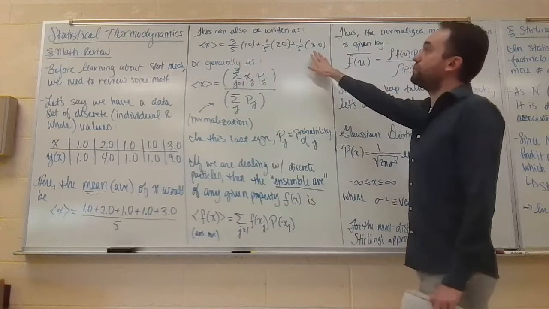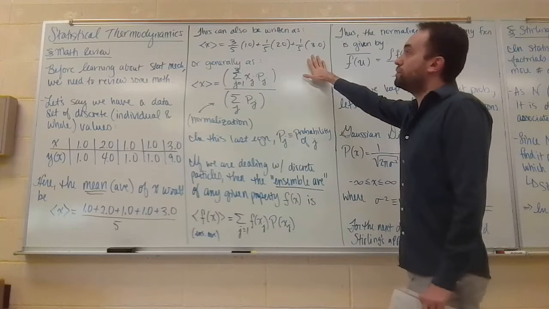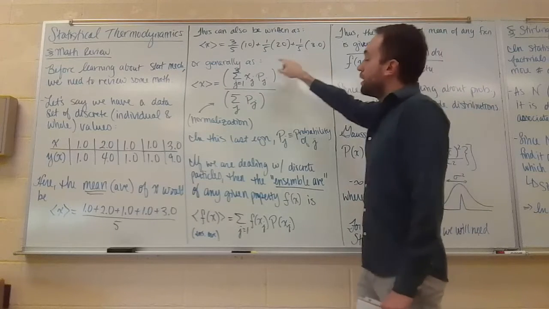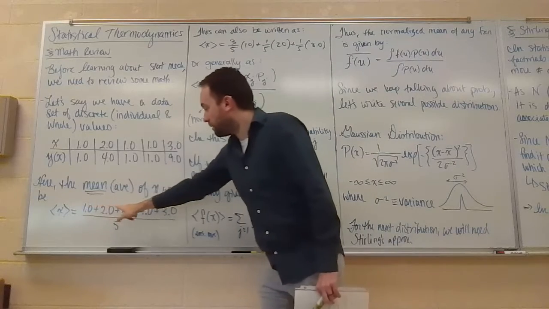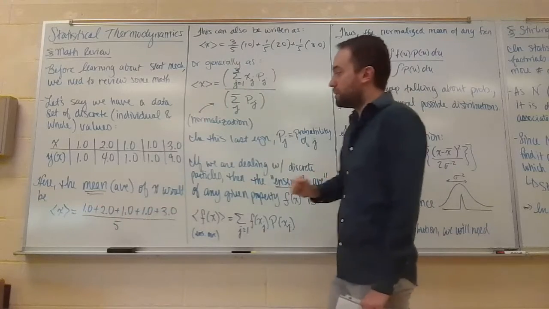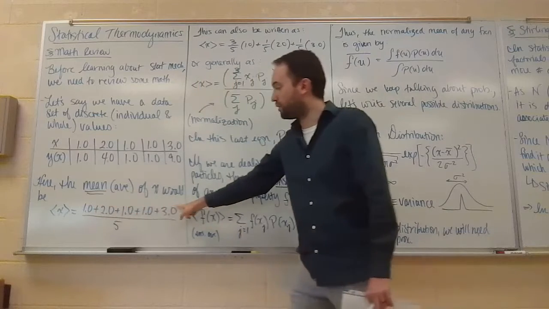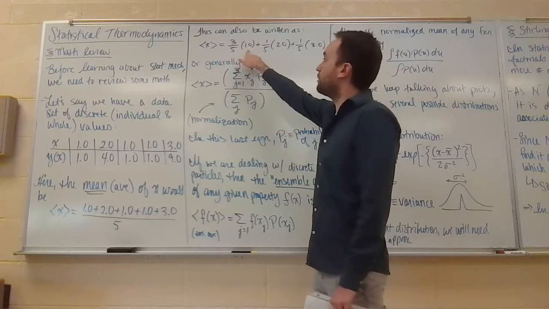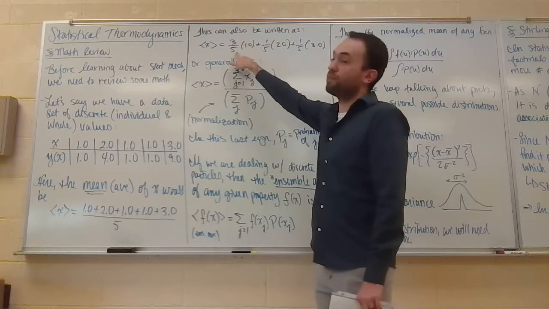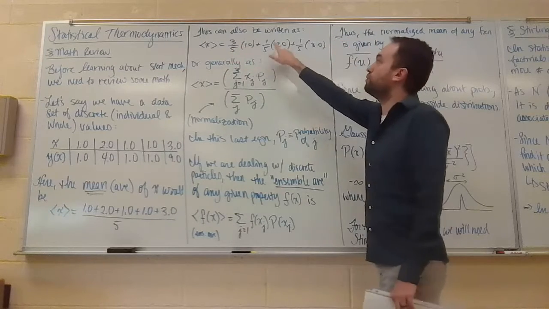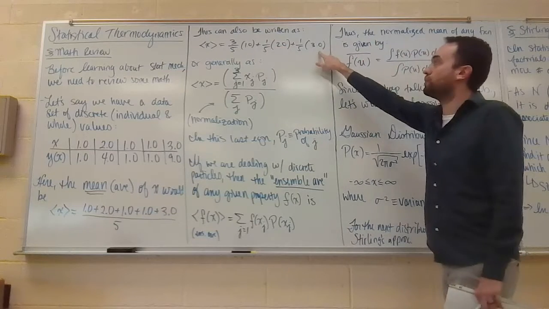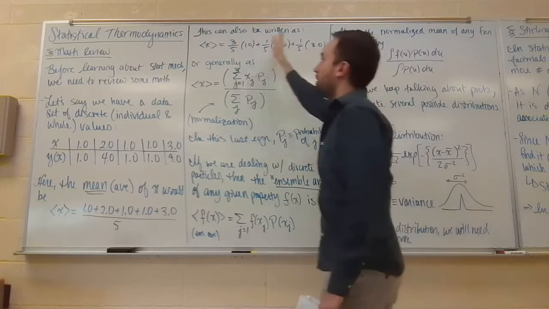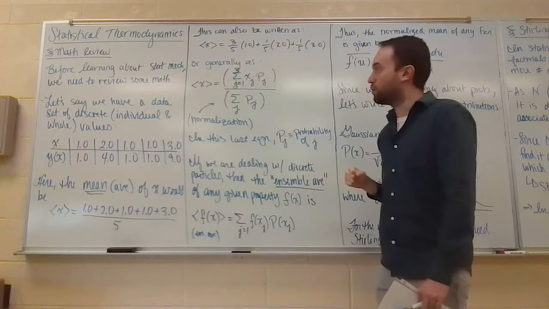Now, we could also write the average a little bit differently, where we know that we've got 1 that was measured 3 times, 2 was measured once, and 3 was measured once out of the 5 times that we ran it. So again, for the value of 1, we measured that 3 out of the 5 times. We measured 2, 1 out of the 5 times, and we measured 3, 1 out of the 5 times. So if I were to add those up, those are mathematically equivalent.